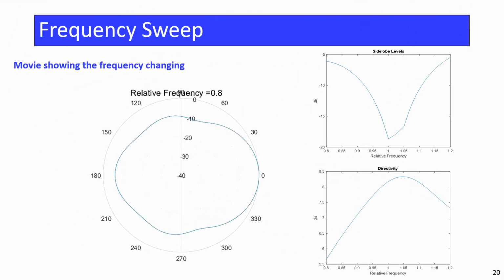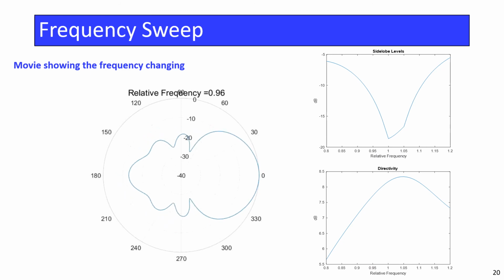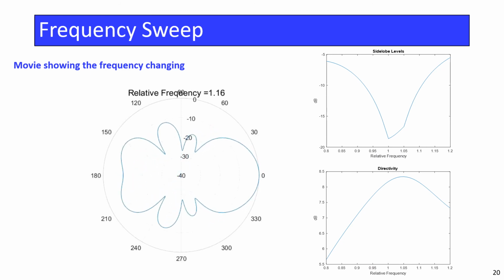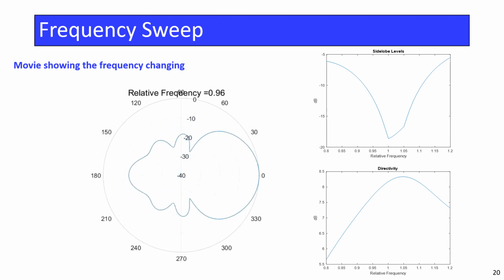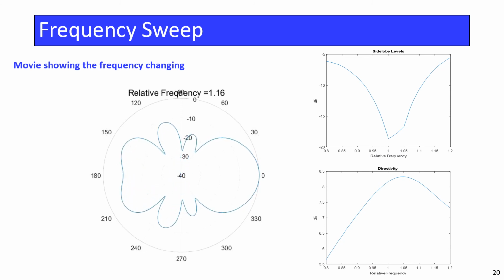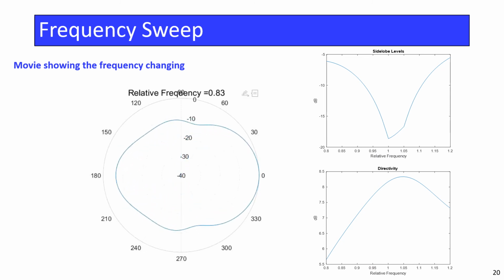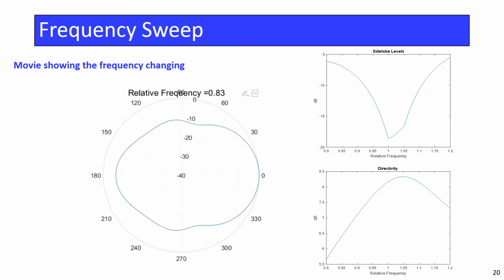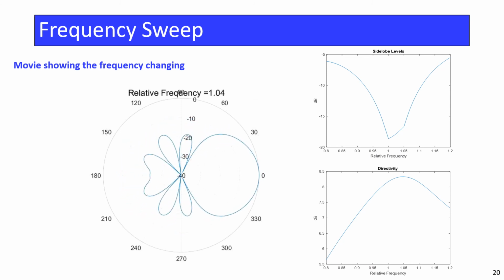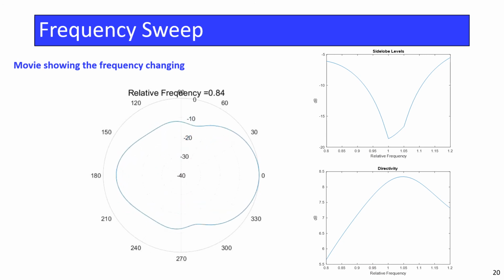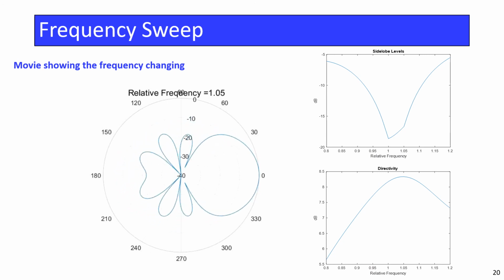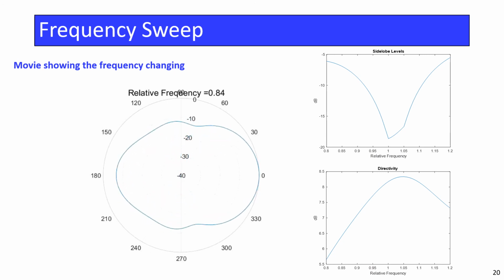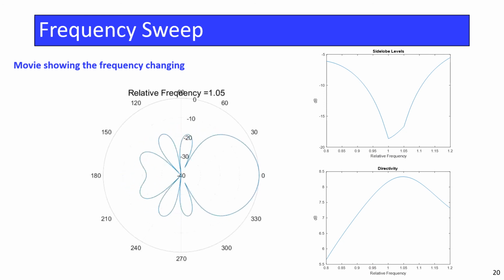Here we have an animation that shows that the results we obtained maintain the desirable properties for certain frequencies. This is complemented by the still plots on the right showing the side lobe levels and directivity as a function of the relative frequency. These results suggest that to maintain good side lobe levels of about minus 15 dB or below, we need to be within 98% to 106% of the central frequency.